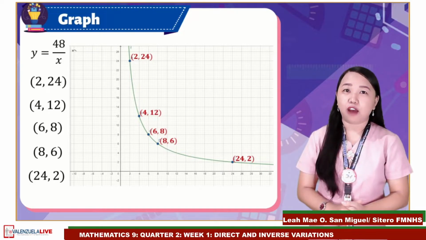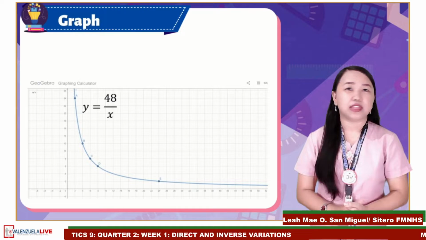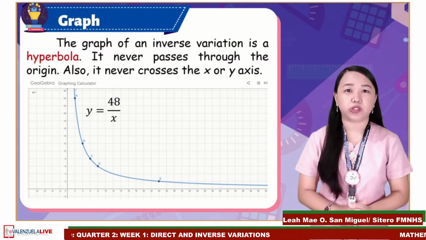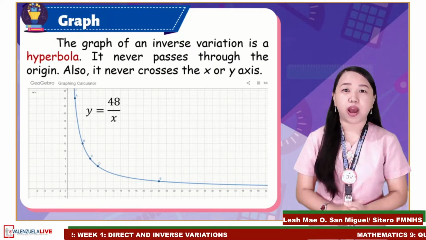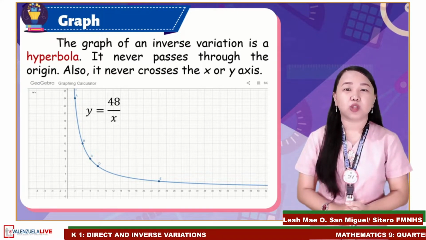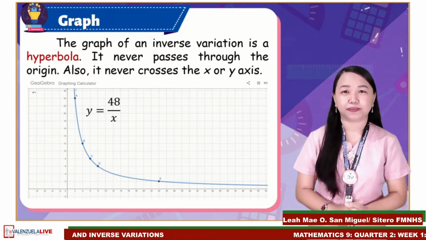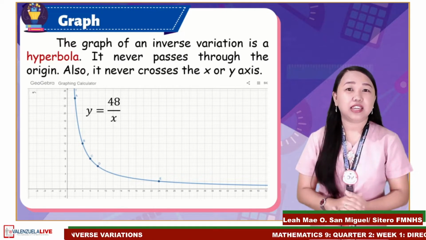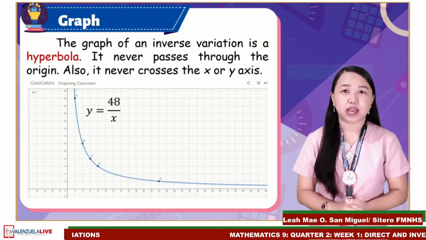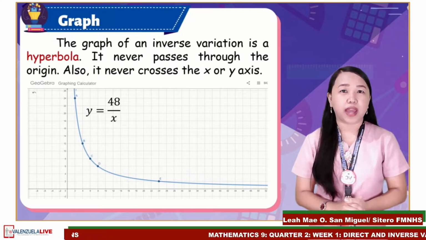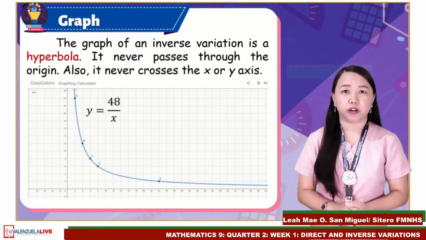Remember, the graph of an inverse variation is a hyperbola. It never passes through the origin. Also, it never crosses the x or y axis. The x and y axes are called the asymptotes of the hyperbola. In the given graph, it is just half of the hyperbola because the values of x and y can't be negative based on the presented problem earlier.